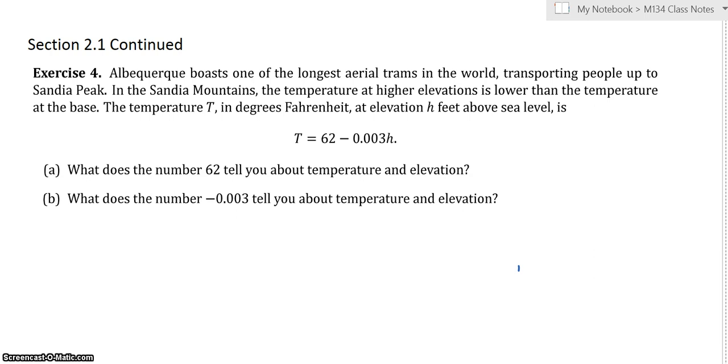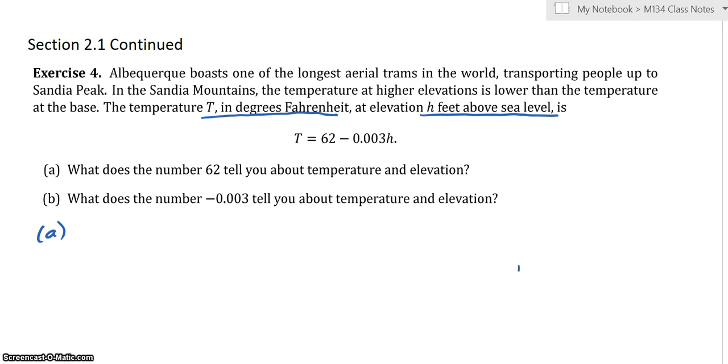In the Sandia Mountains, the temperature at higher elevation is lower than the temperature at the base. The temperature, T, in degrees Fahrenheit, at an elevation h feet above the sea level is, and they give a formula. So again, T is in degrees Fahrenheit, h is feet above sea level. What does the 62 tell you about the temperature and elevation?